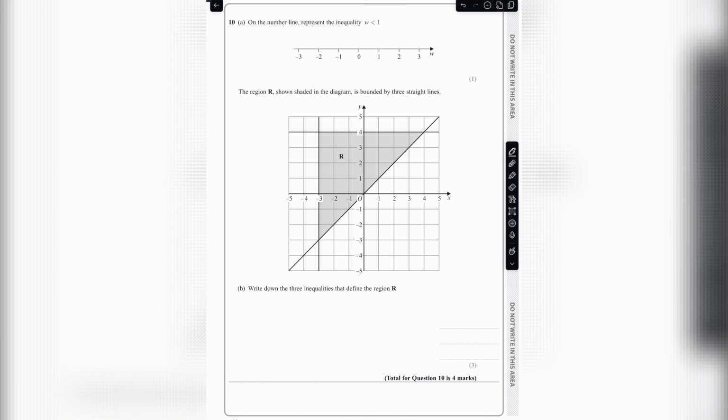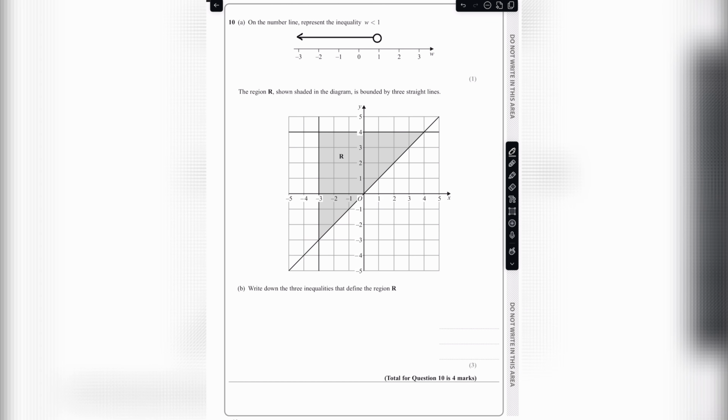In the first part of question 10, we are told that on the number line represents the inequality w is less than 1. So the first thing we need to do is draw a circle over the number 1, and this has to be an open circle because w is less than 1 and not less than or equal to 1. And given that w is less than 1, we need to draw an arrow to the left which represents all the possible integers and values that w can be, and that is your final answer.